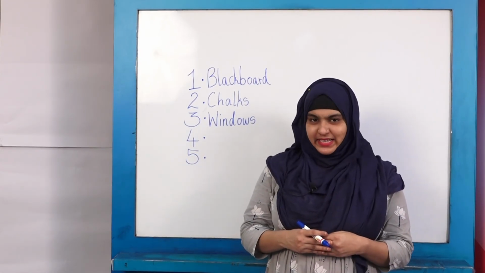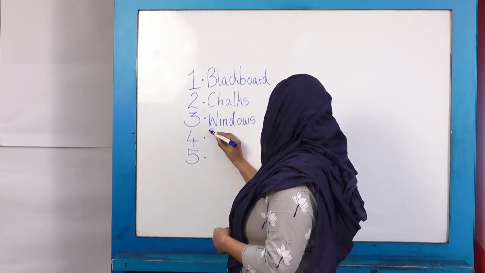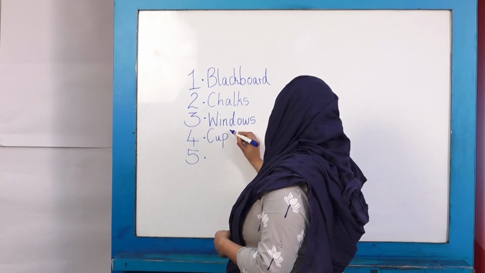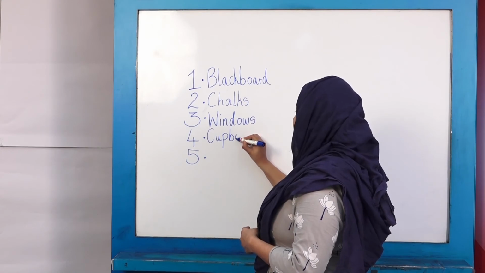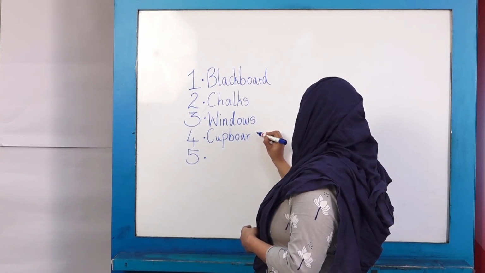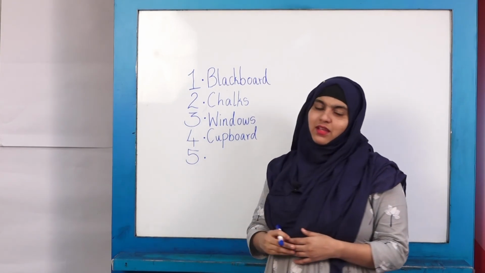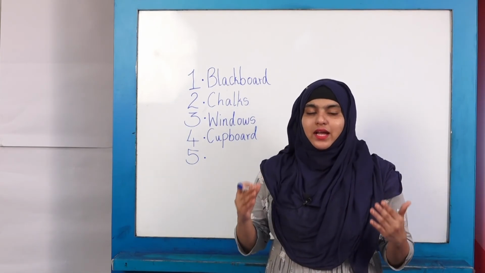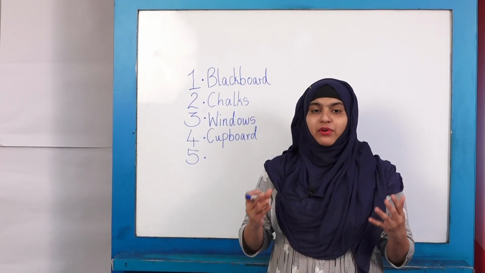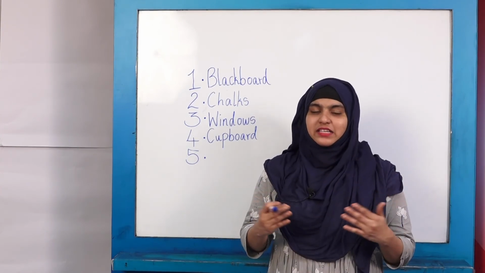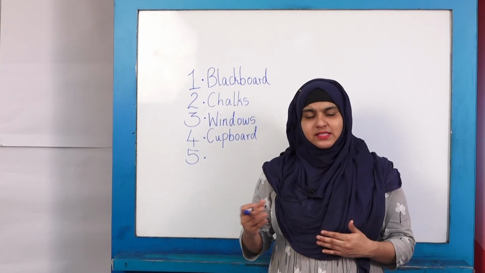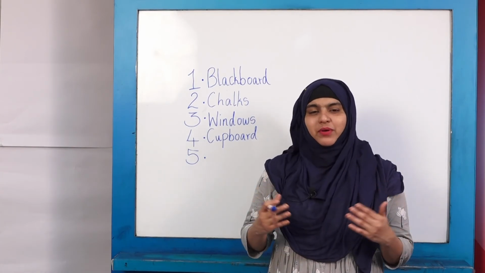The fourth word is C-U-P-B-O-A-R-D. Cupboard, cupboard, cupboard. We have a brown colored cupboard in the classroom. We keep attendance book, duster and chalks in the cupboard.